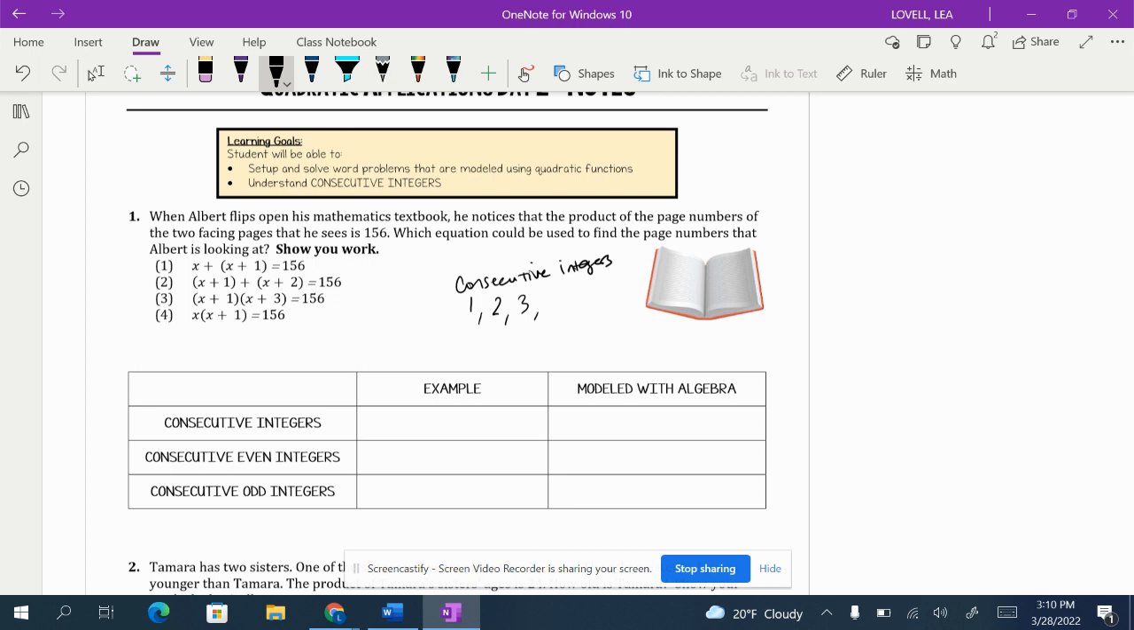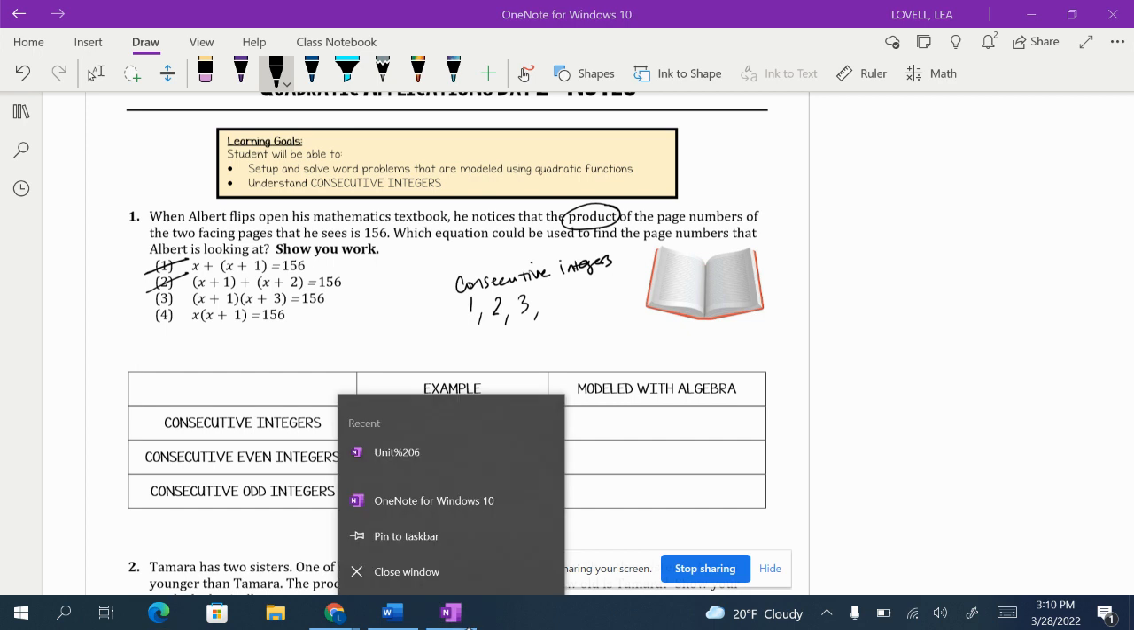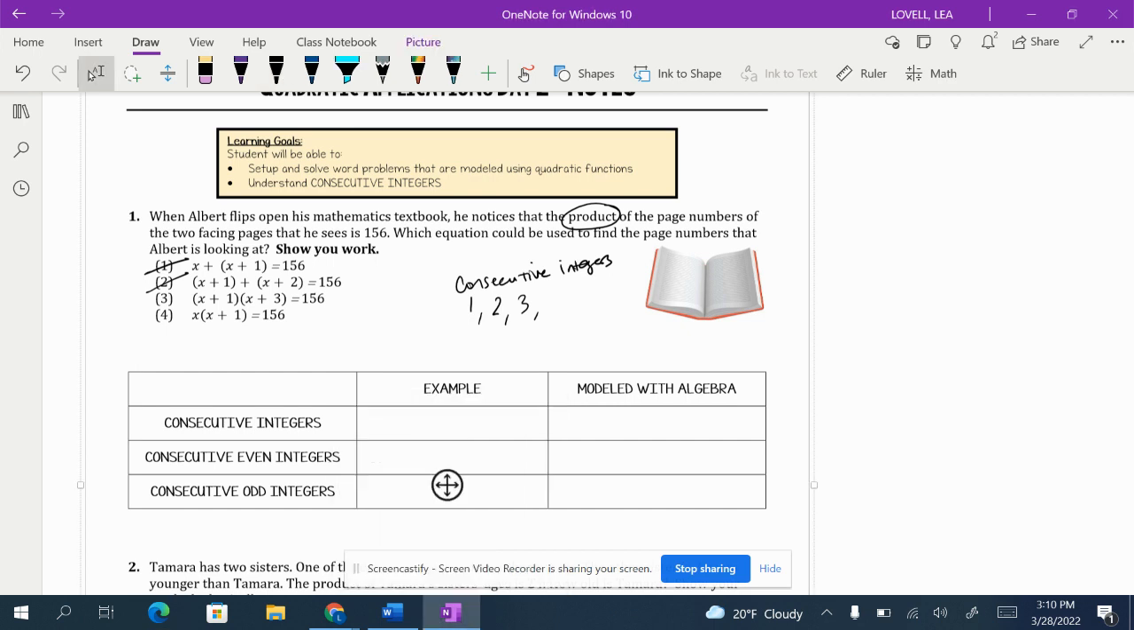So first off, we're going to look at all of the problem choices that they give us and look for the one that says product. So the operation here is x plus 1. There is no product. x plus 1 plus x plus 2, no product. x plus 1 times x plus 3, that is a product. Okay, so let's investigate this answer choice. And then x times x plus 1 equals 156. There is a product occurring there, so let's investigate those answer choices. Which equation could be used to find the page numbers that Albert is looking at? Well, which one models consecutive integers?